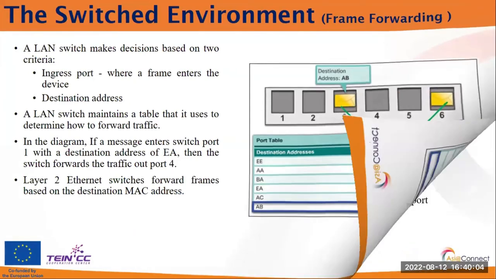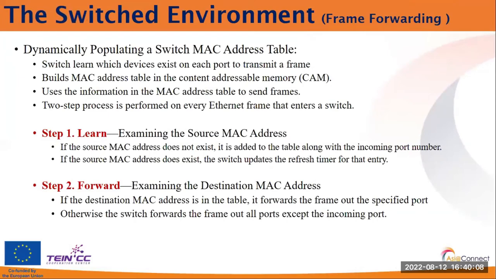So it's clear. Now we'll go through dynamically populating a switch MAC address table. What is actually happening? The switch uses MAC addresses to direct network communication through the switch to the appropriate port toward the destination. The switch is made up of integrated switch circuits, and the software can control the data path. For a switch to know which port to use to transmit a frame, it must first learn. So here you can see two steps: learn and forward.